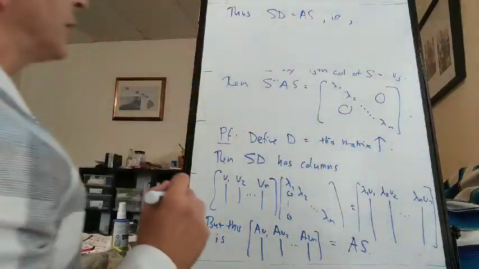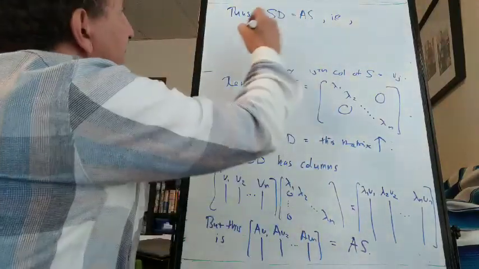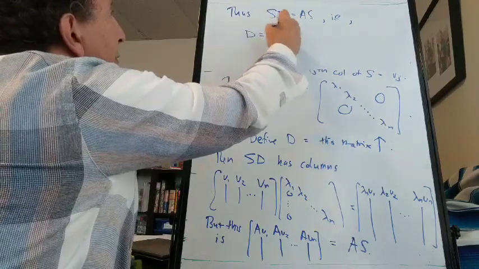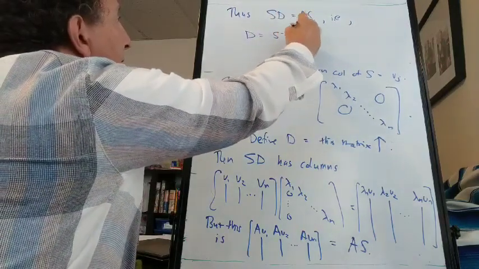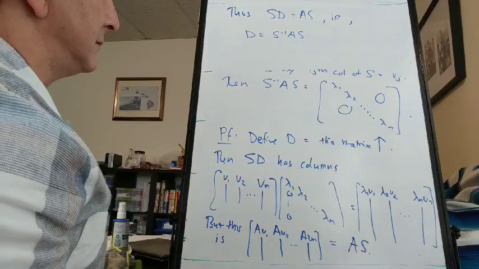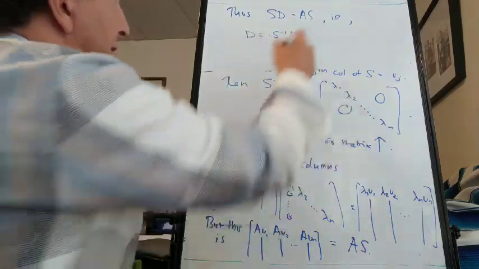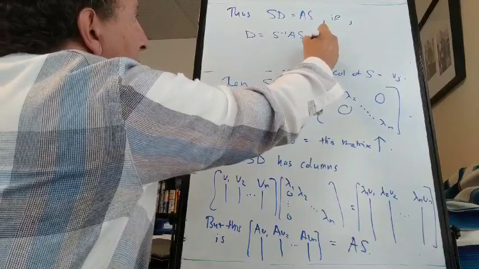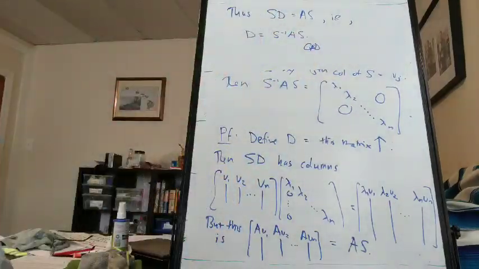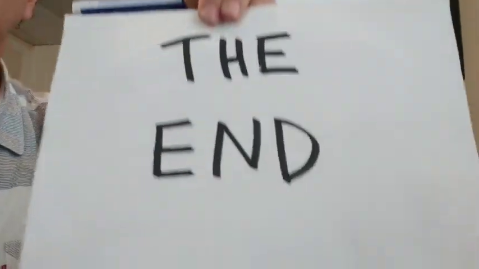And since S is invertible, another way of saying this is that D equals S inverse AS. There we have it. S inverse AS equals D, this diagonal matrix of eigenvalues. The end.